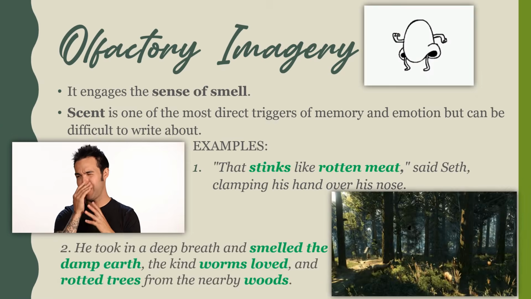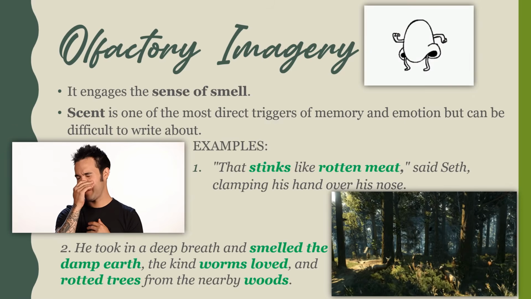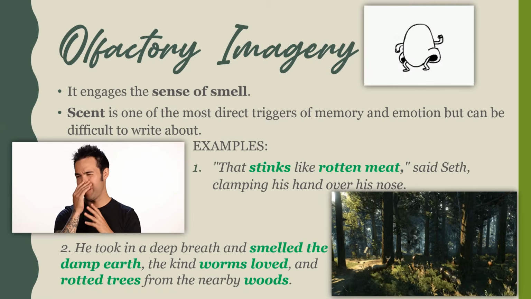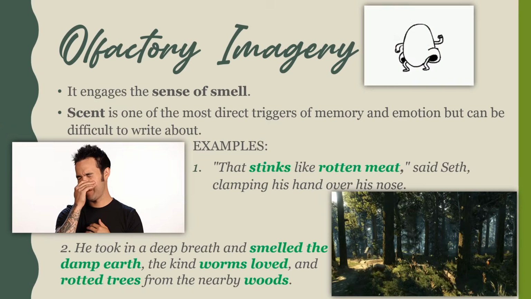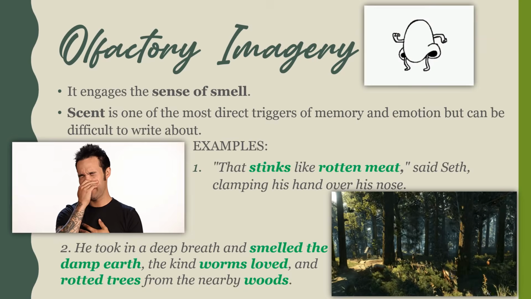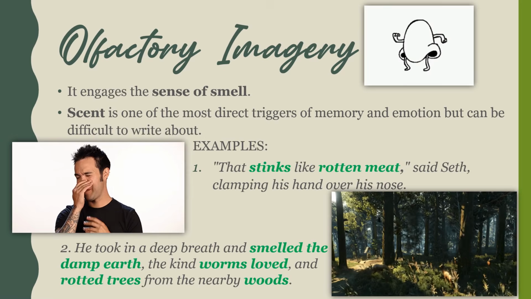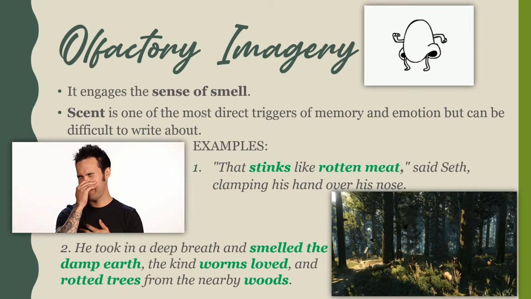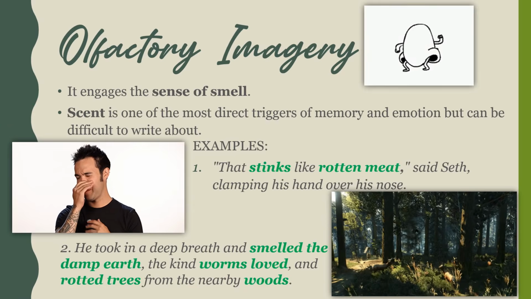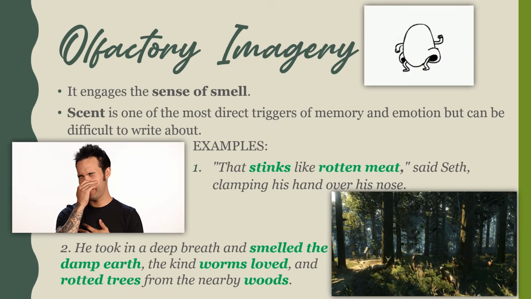Example number 2. He took in a deep breath and smelled the damp earth, the kind worms loved, and rotted trees from the nearby woods. The second example describes smell in a not-so-literal manner. How would you explain the smell of earth? In this sentence, the writer tried to appeal to the reader's mind and sense of smell by mentioning things in the environment such as woods, trees, and worms, thus letting the readers imagine how the scenario smells based on their own experience.